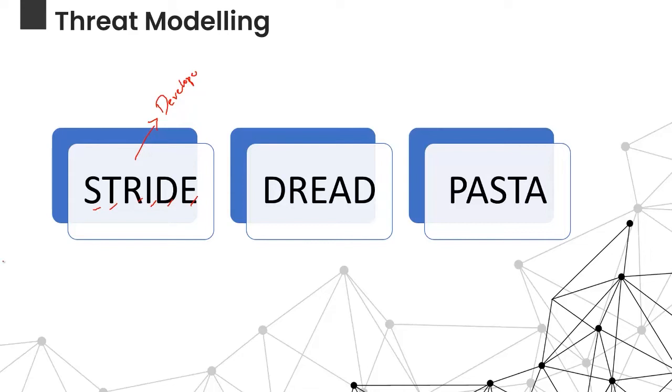So understanding this model is very important. Damage means how much damage an attack can cause. Reproducibility, what do you mean by that? How easy is it to reproduce the attack? Exploitability, how much work is it to launch the attack? Affected users, that means how many people are affected. Discoverability, is it possible for us to easily discover this threat? That's what we call the DREAD model.